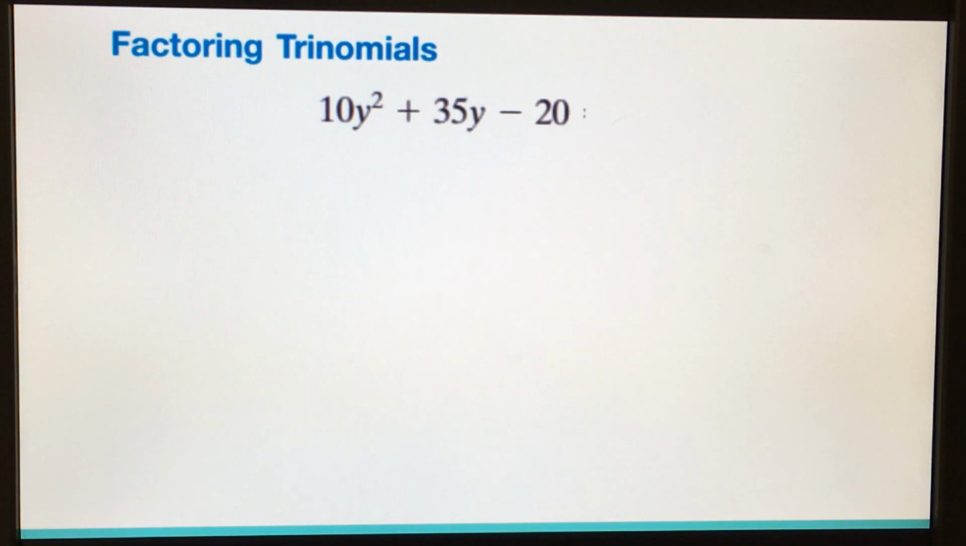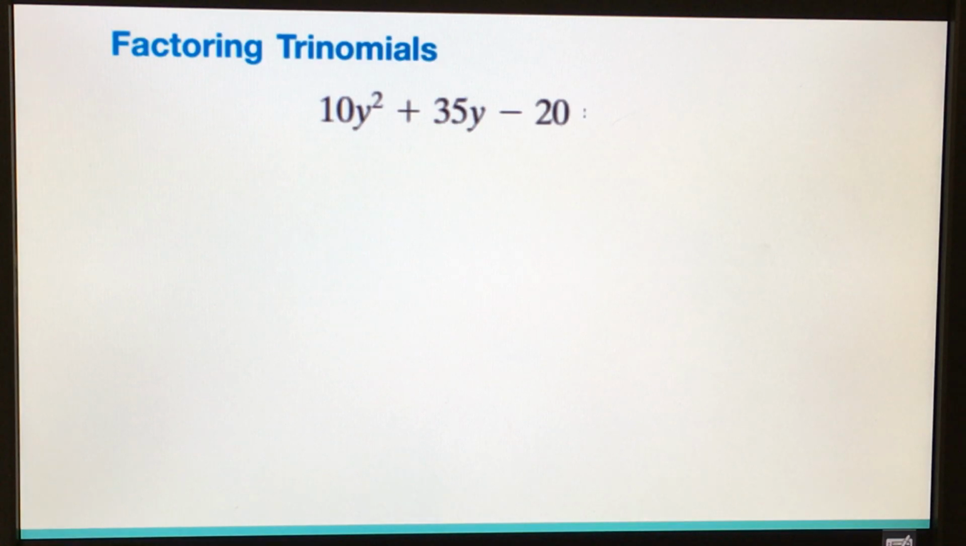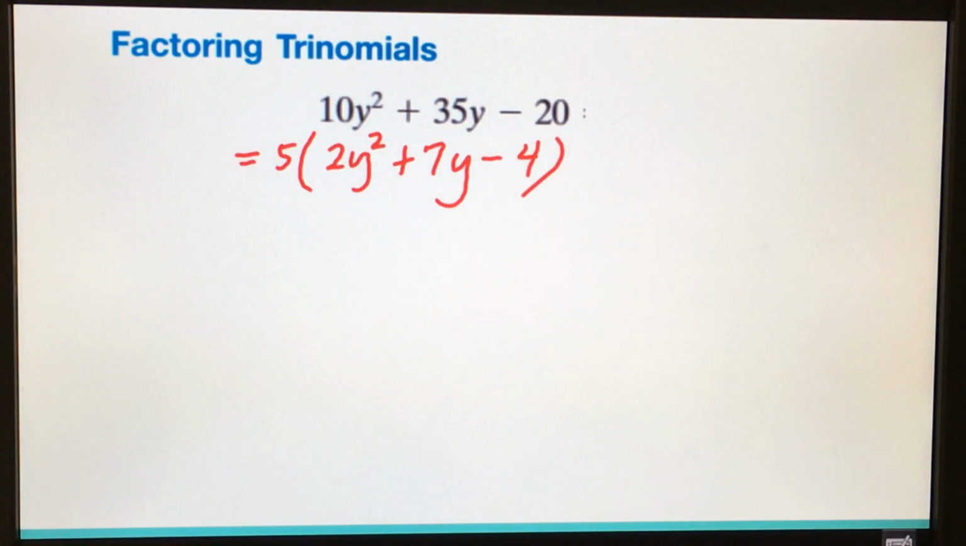Okay, factoring trinomials can still involve the previous strategy that we talked about, which is GCF. So we need to first inspect if there is a GCF. See that you can take out a 5, so I need to take out that 5 first. That trinomial comes down to 2y squared plus 7y minus 4.